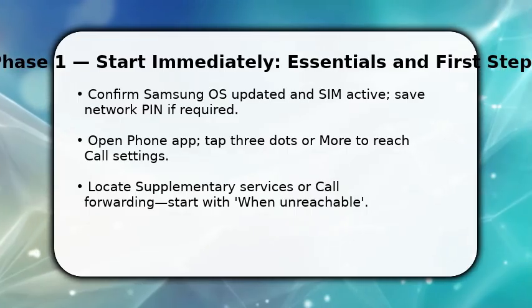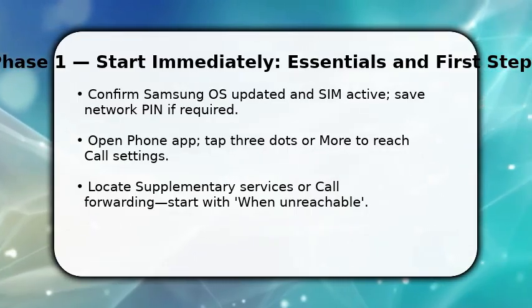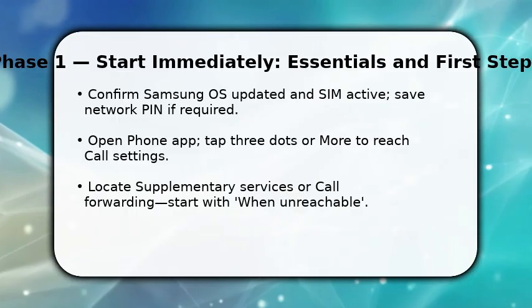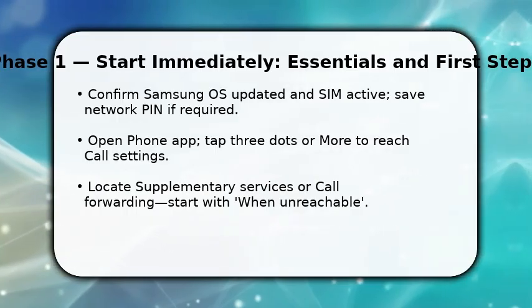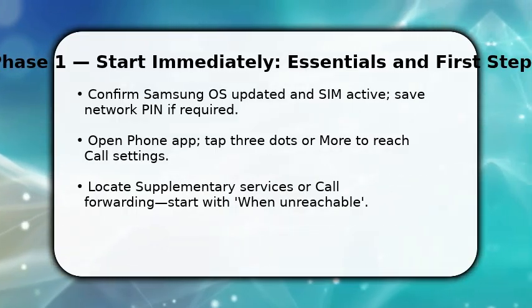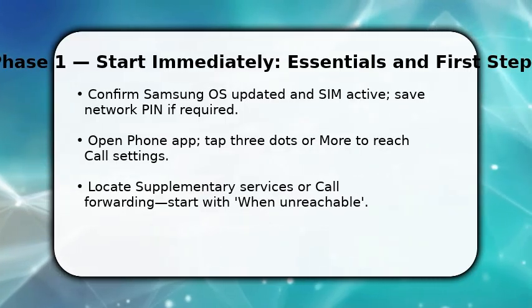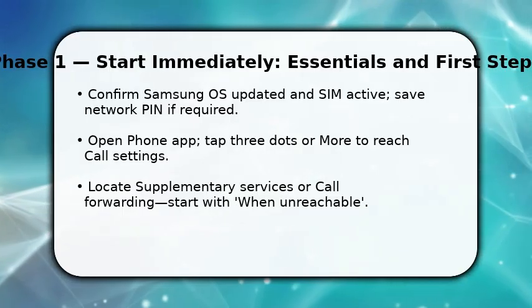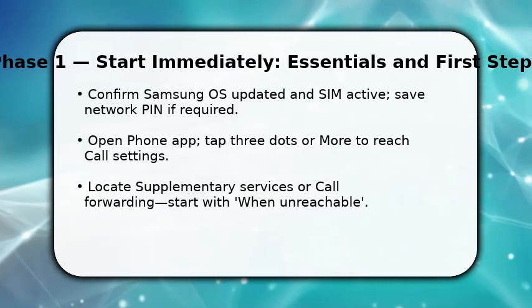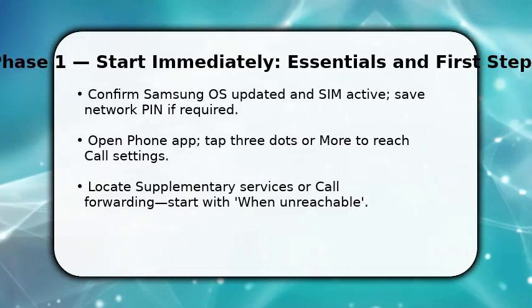You start with the essentials. Make sure your Samsung is updated and the SIM is active, because call diversion relies on network support. Once done, open the phone app and tap the three-dot menu, then choose Settings. From Settings, go to Supplementary Services or Call Forwarding. This is where operators expose the When Unreachable option.